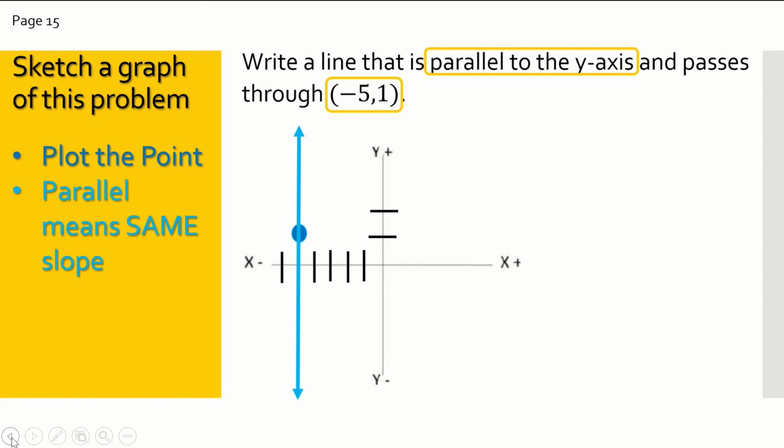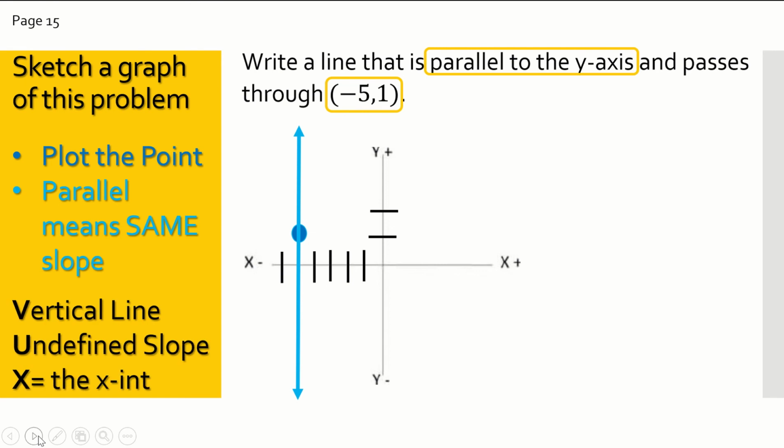Parallel means the same slope. So remember, parallel lines are lines that never touch. They have to have the same slope. And if it's going to be parallel to the y-axis, we know the y-axis is a vertical line. So that's our VUX: vertical line, undefined slope, x equals the x-intercept. So the equation to this would be x equals -5. I have a line that passes through (-5, 1), and it is parallel to the y-axis.